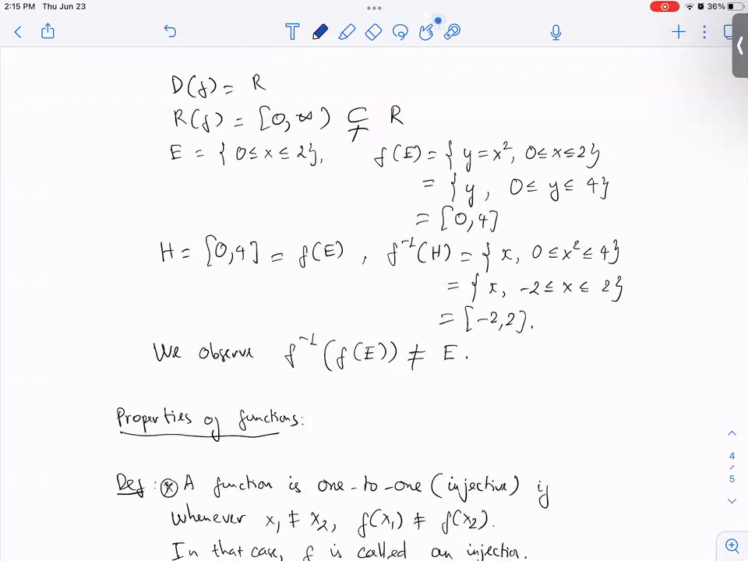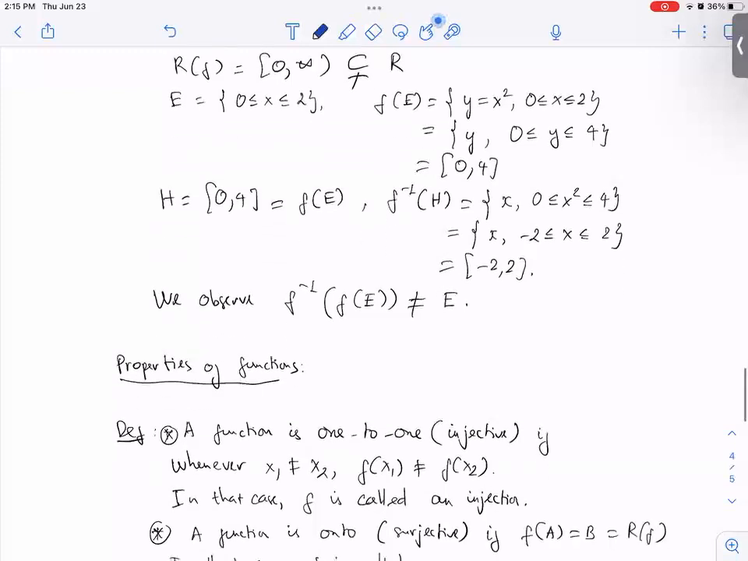Then the image of E, f(E), is the set of y equals x squared with 0 smaller than x smaller than or equal to 2. Then this set is the set of numbers from 0 to 4. Similarly, we can consider the subset H of numbers from 0 to 4, and this is exactly the image of the set E, and we consider the inverse image of this set H.